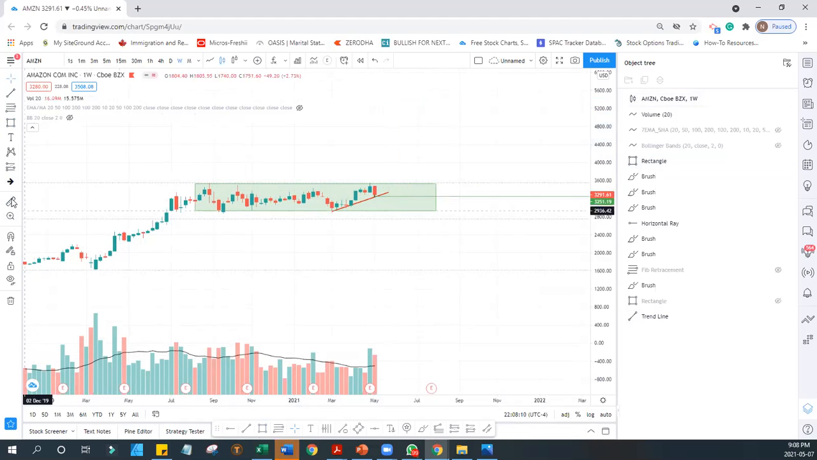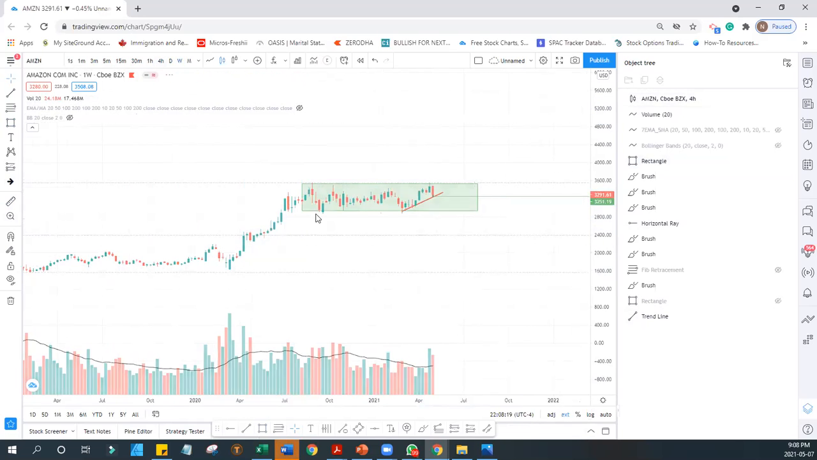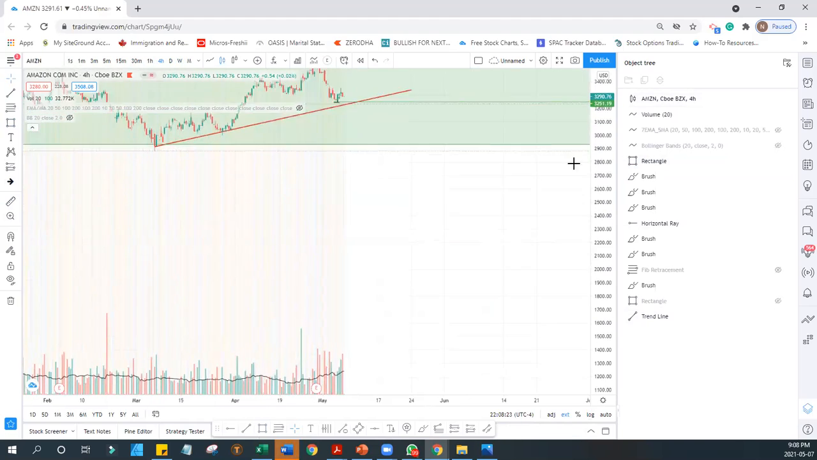Or 5,000, or you can say how many? $1,000 from here, I would say. Yeah, if $1,000, open the 4 hours chart. It's taking the support here. See, it's taking the support.